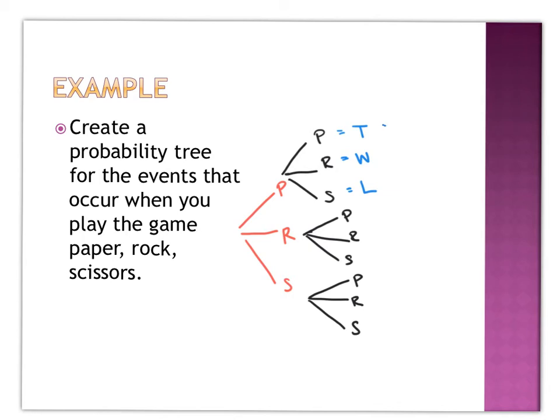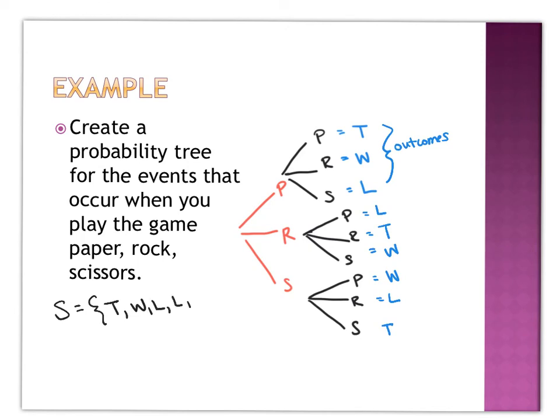Here are the possible outcomes. These are your outcomes. Now, next one. If the first person throws rock and the other person throws paper, this is a loss. Rock and rock is a tie. Rock and scissors is a win. Scissors, paper, win. Scissors, rock, loss. Scissors, scissors, tie. If we want the sample space, S, that's equal to, when you get tie, win, loss. The next one you get loss, tie, win, and then the last set you get win, loss, tie.